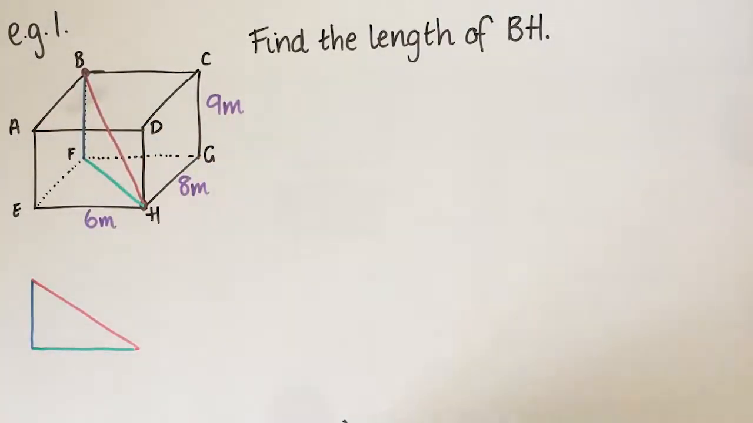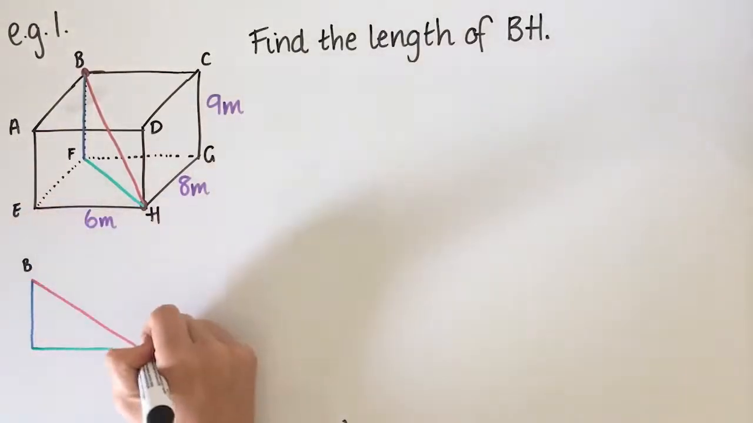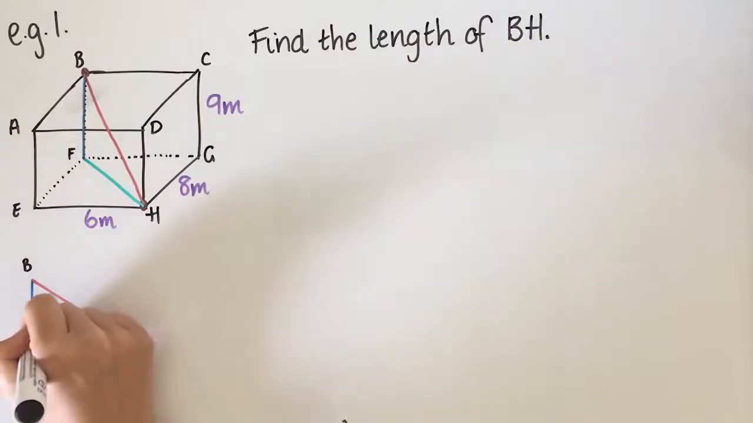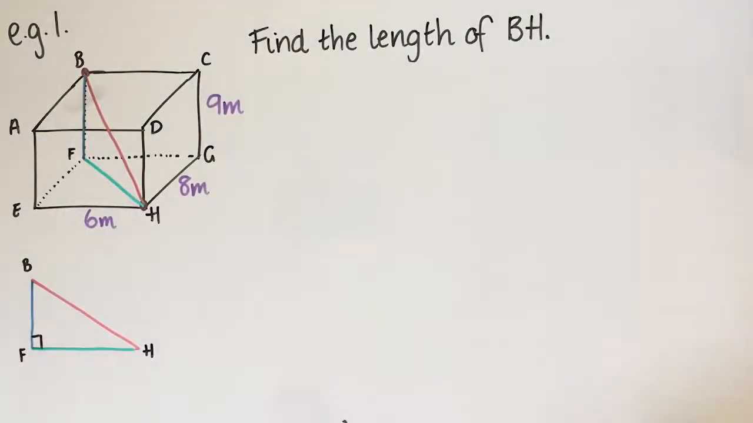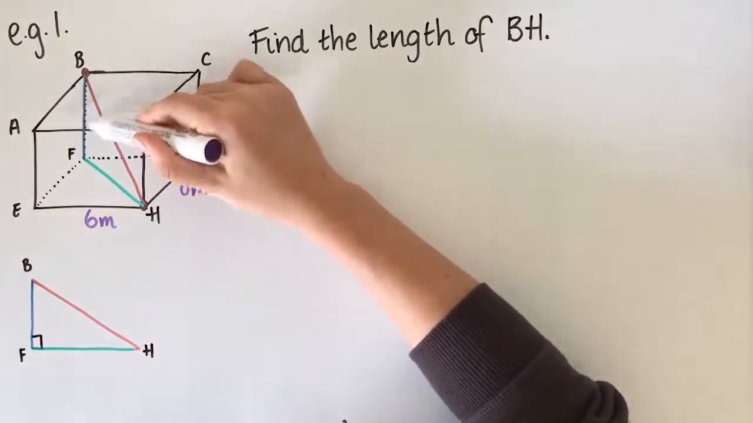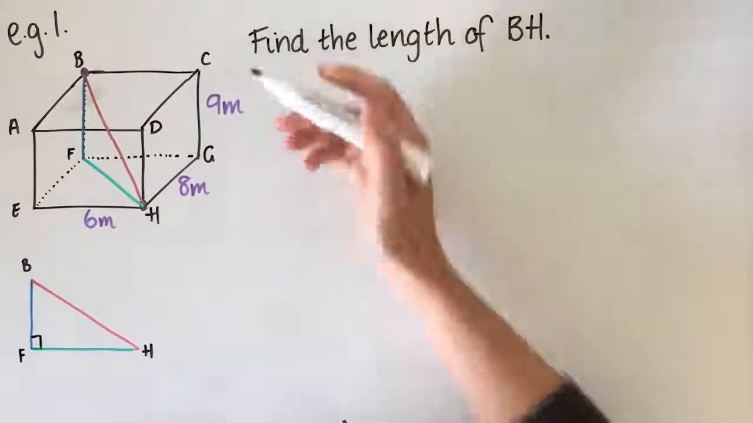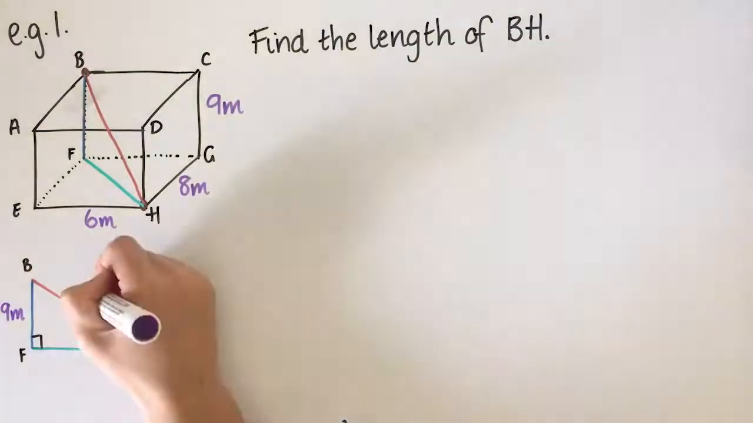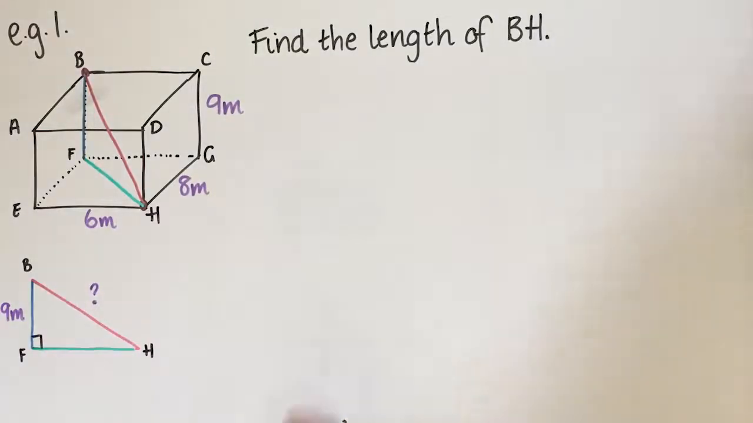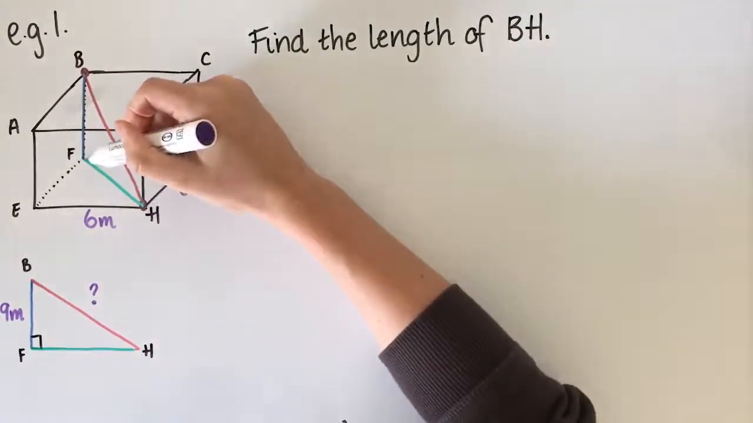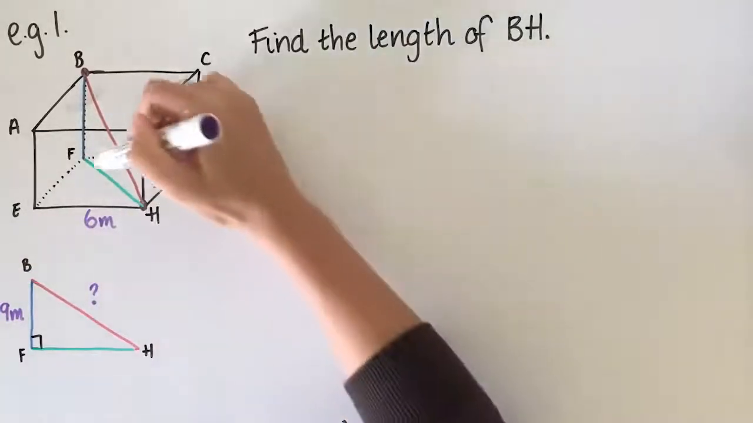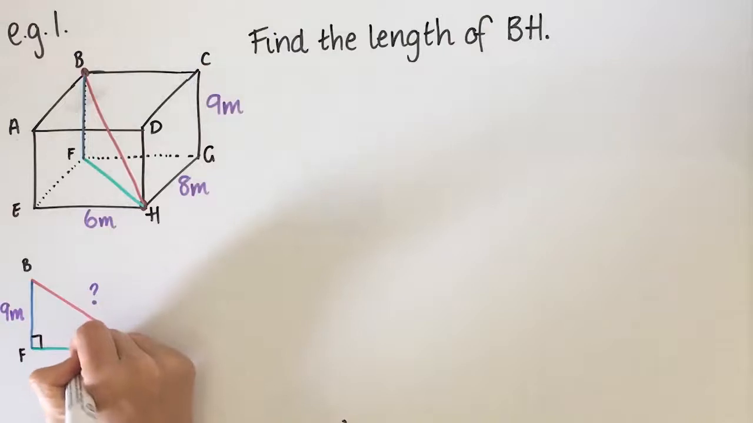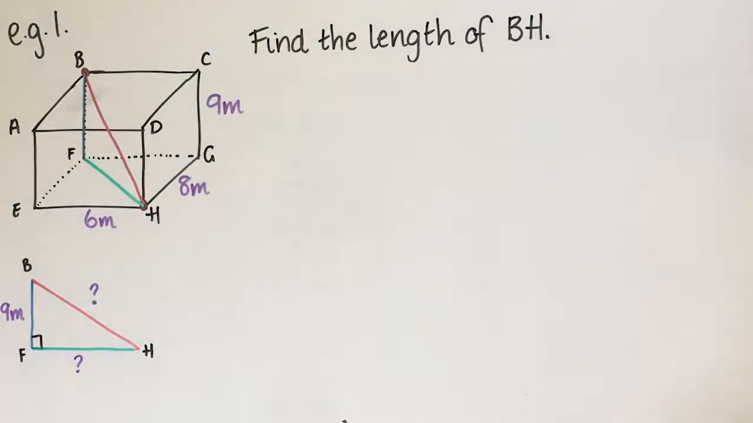So if I label that, I've got B here, H here, and F in this corner, and F is obviously where our right angle is. Now, some of these dimensions I already know. I already know that this blue one going straight up is going to be 9 because that's what this one is here. So I know that this side is 9 meters. Now this is obviously a side I'm trying to find, but I don't know what this is. Okay, because 6 is going this way and 8 is going this way, but this is going diagonally. So I also don't know what this is. So the first thing I need to do is be able to find out what this green one is.